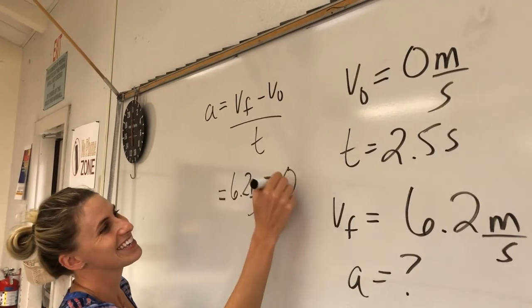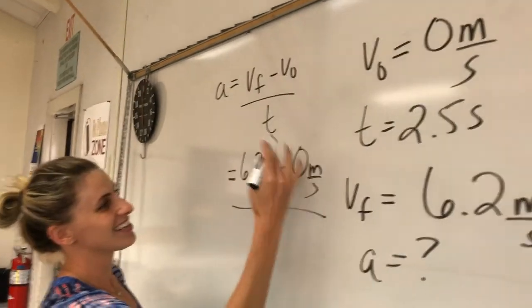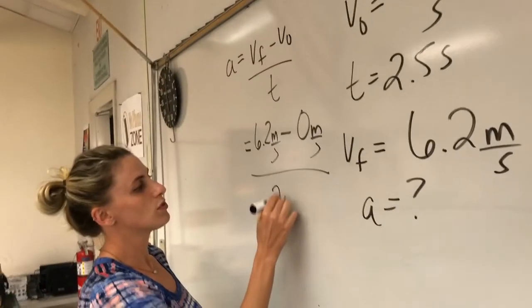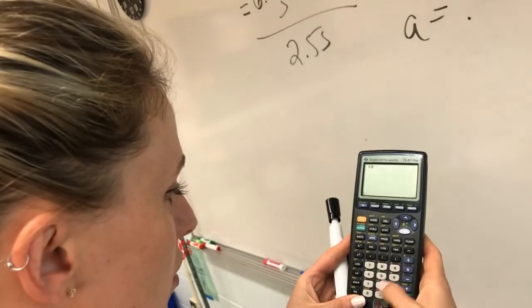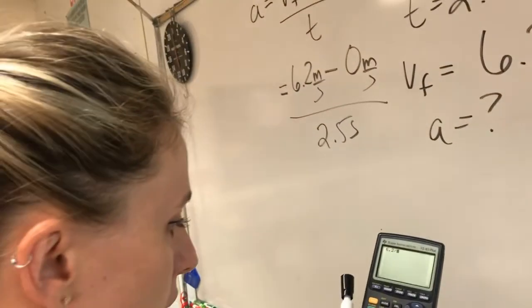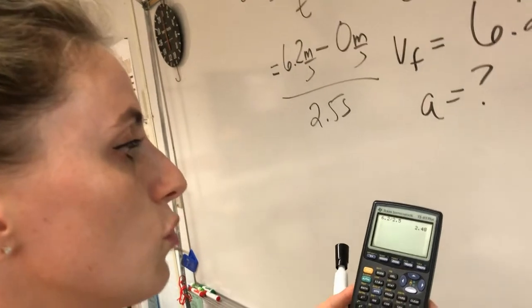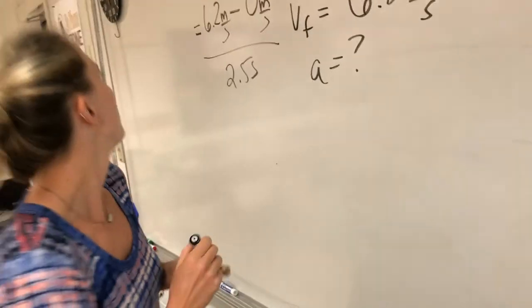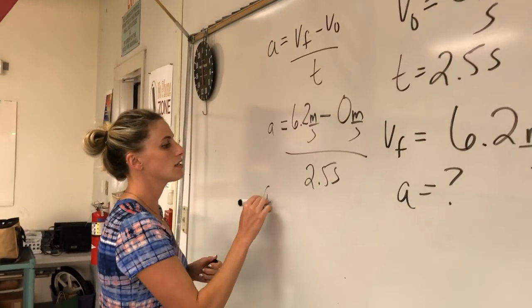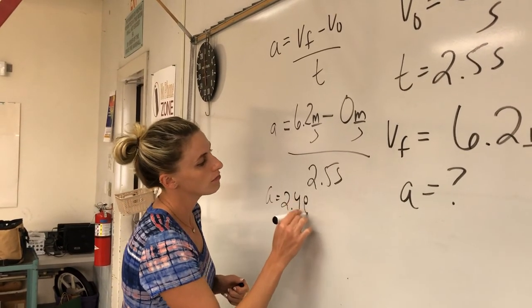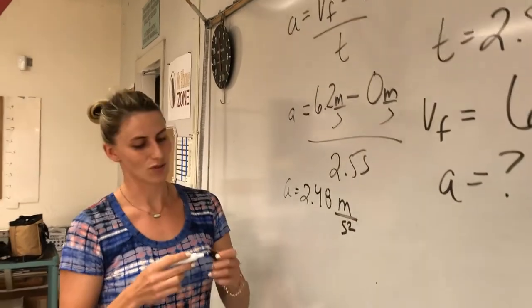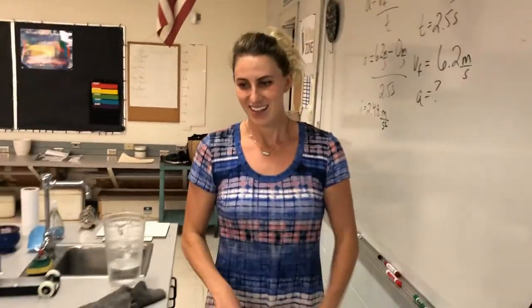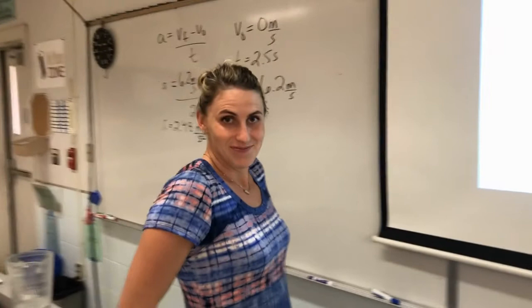minus 0. It's like it's not even there. Time is 2.5 seconds. Let's go ahead and plug this in. 6.2 divided by 2.5, and I get 2.48 meters per second squared. How'd you guys do? Hopefully you got it.